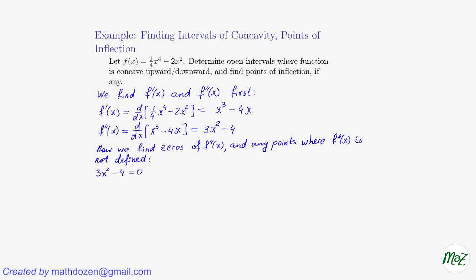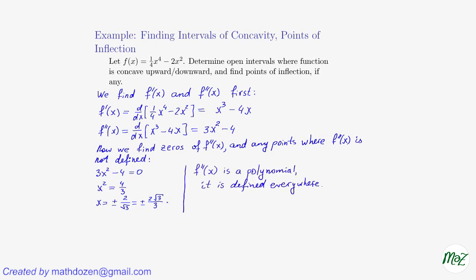First of all, we set 3x squared minus 4 equal to 0. We get that x squared is equal to 4/3. So take the square root of both sides, and then rationalize the denominator, and we get positive or negative 2 square root of 3 over 3. Then, since the second derivative is a polynomial, it is defined everywhere, so there are no points where the second derivative is not defined.